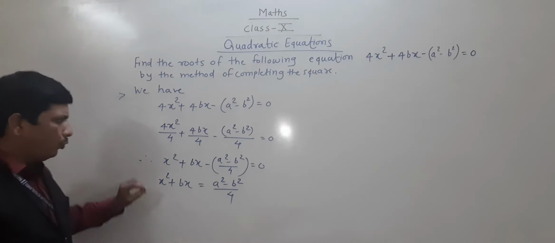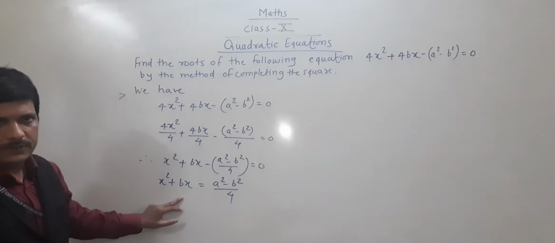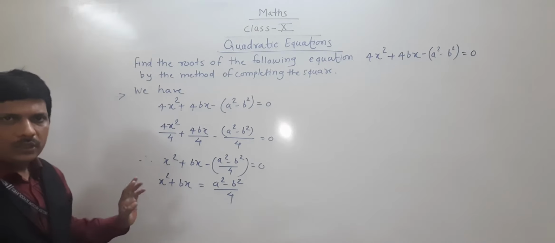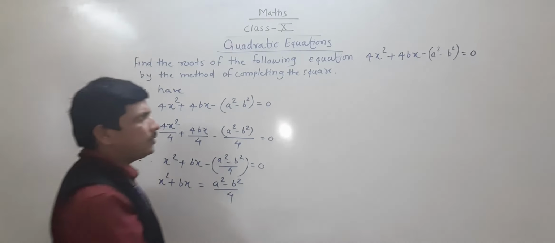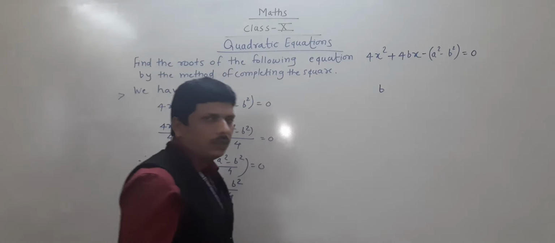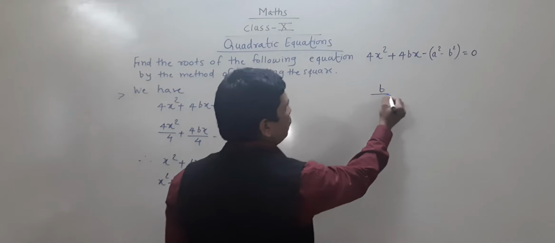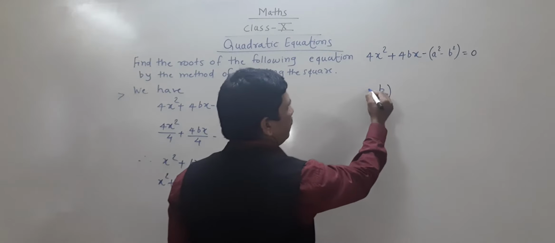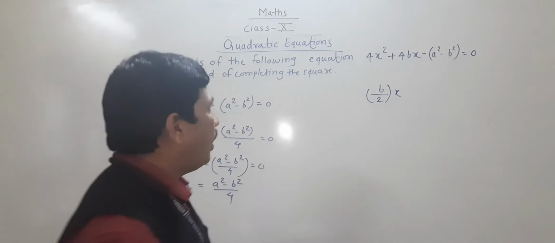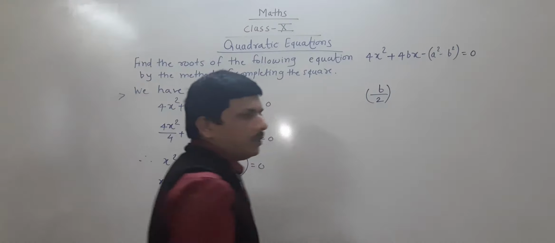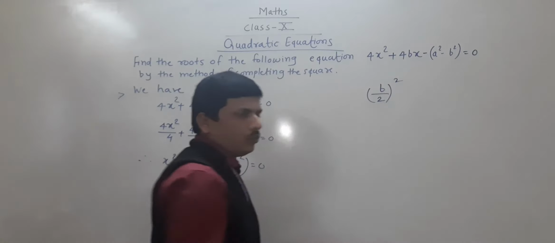Now what we are going to do is take half of the coefficient of x, and then the square of that half. What is the coefficient of x? The coefficient of x is b. So we multiply by half, and we get b by 2 into x. Now we are going to add the square of this, so (b by 2) square.